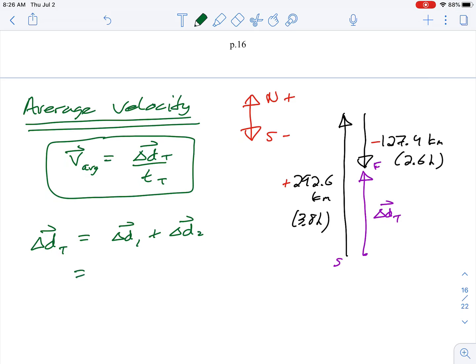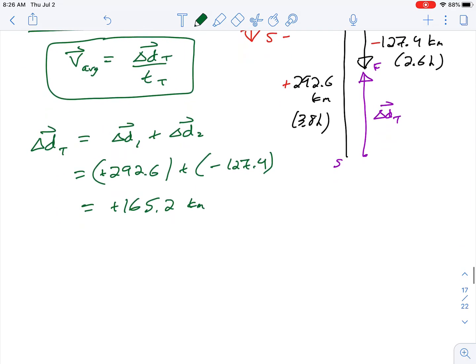So if you're going to do the equation approach, we're basically going to add displacement 1 plus displacement 2. And this is going to become 292.6 positive plus negative 127.4. So you notice that this effectively means we just subtracted the two. Hopefully that's what you were thinking. So 292.6 minus 127.4, and that comes out to be 165.2 kilometers. And notice it comes out to be positive, so it's going towards the north, which is shown in the diagram.